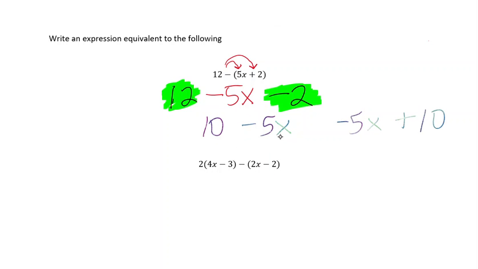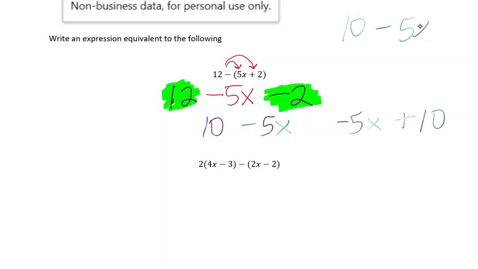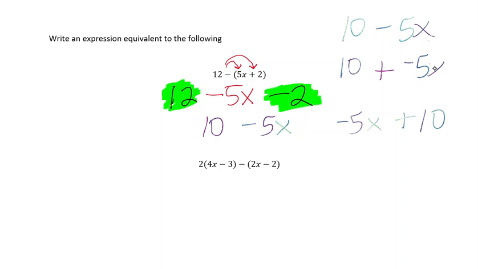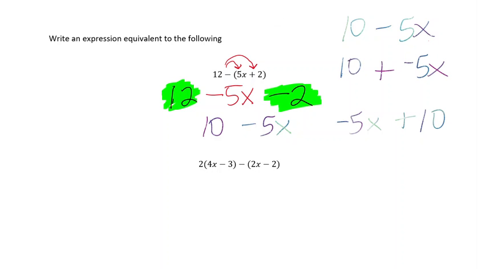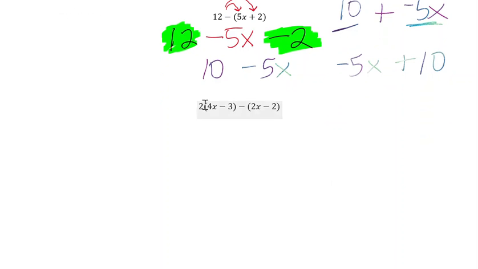So I could use the commutative property and know that 10 minus 5x is the same thing as 10 plus a negative 5x. And now I can see how I would use the commutative property to switch the 10 and the negative 5x. Another example where you are simplifying an expression.